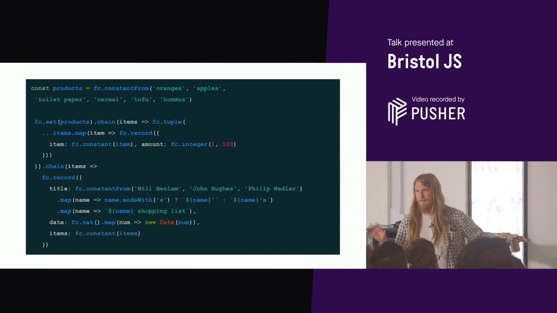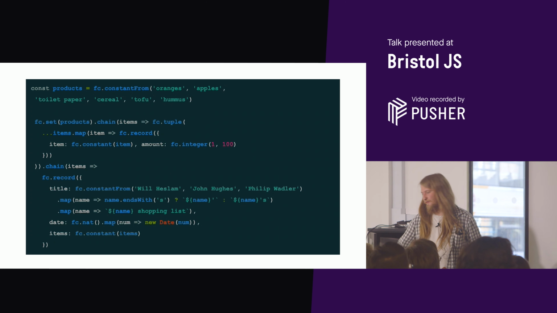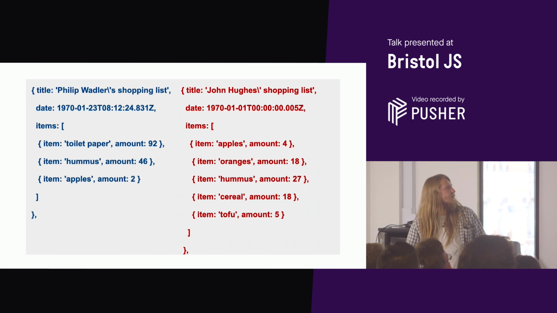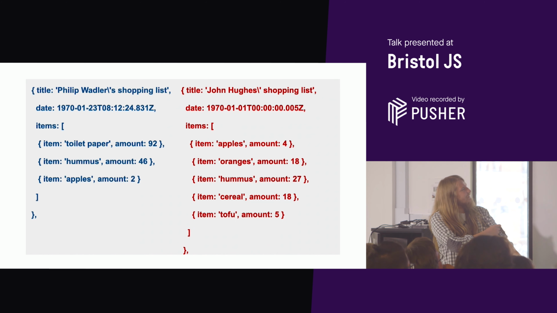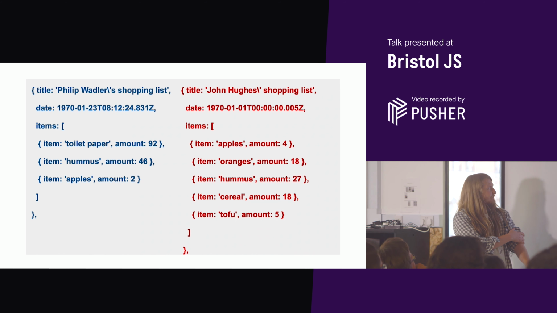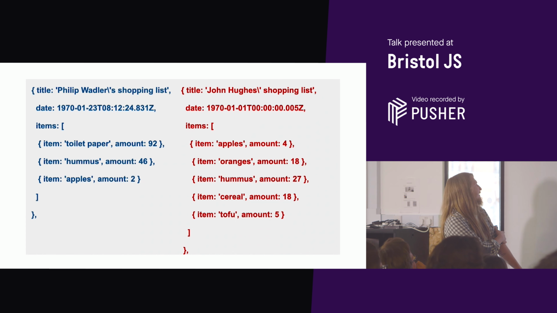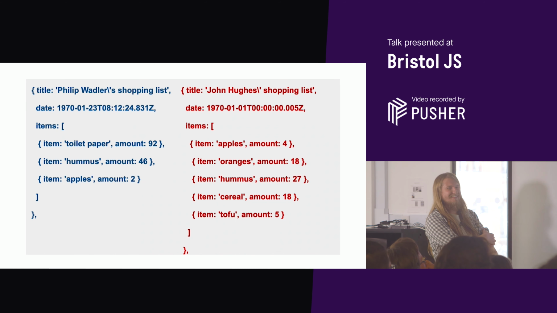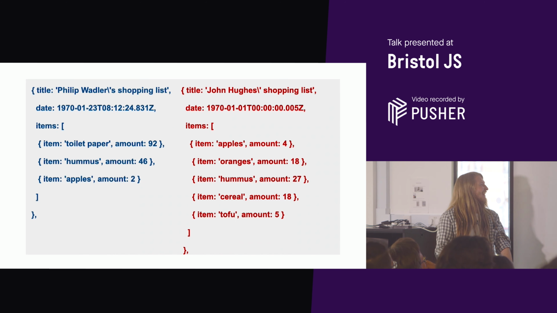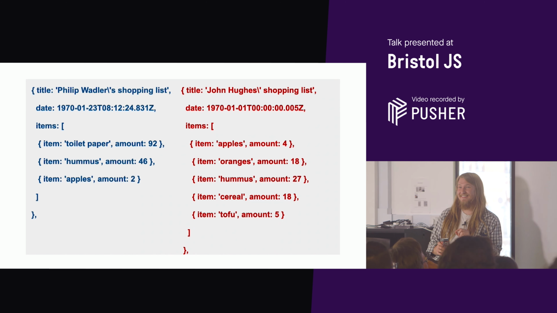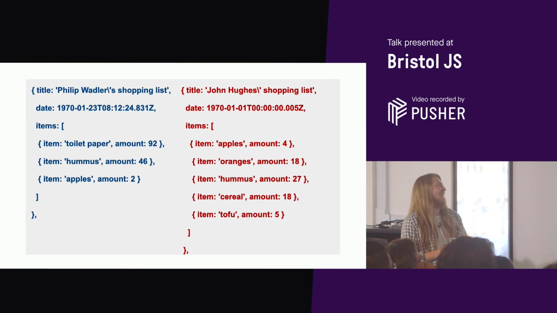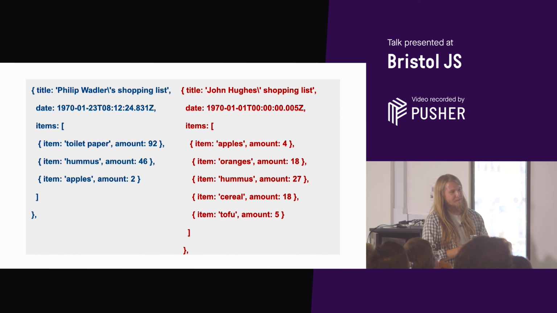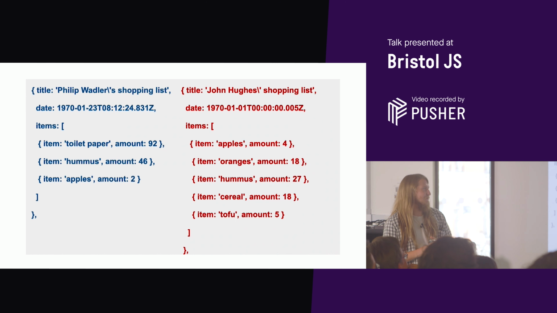There's a sampling function that you can pass any generator to, and it'll produce examples for you, so you don't have to test them straight away. Yeah, so there you go. You've got Philip Wadler's shopping list. On the 23rd of January 1970, about midday, just after midday, he went shopping for 92 toilet papers. He should have bought a whole roll, really. But he's got 46 hummus. And he went for just... well, exactly, yeah. You would need that. And 2 apples. Got to have some fibre in your diet. So that's what Philip Wadler went and bought on the 23rd of January 1970.